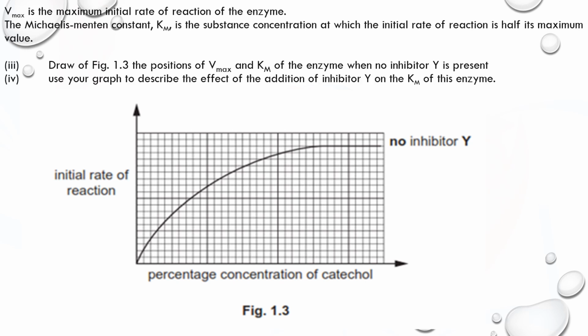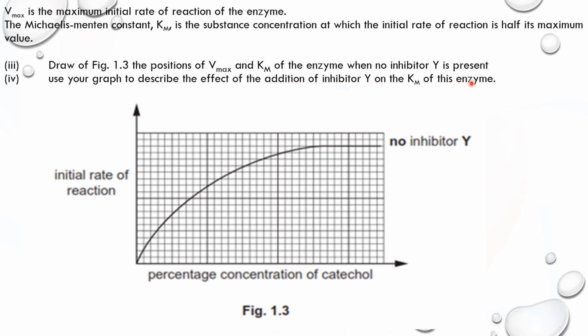They said Vmax is the maximum initial rate of reaction of the enzyme. The Michaelis-Menten constant, Km, is the substrate concentration at which the initial rate of reaction is half its maximum value. Draw on fig 1.3 the position of Vmax and Km of the enzyme when no inhibitor Y is present. Use your graph to describe the effect of the addition of Y on the Km.